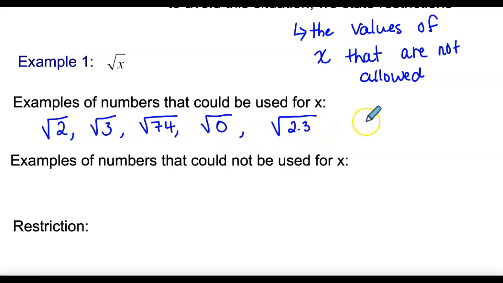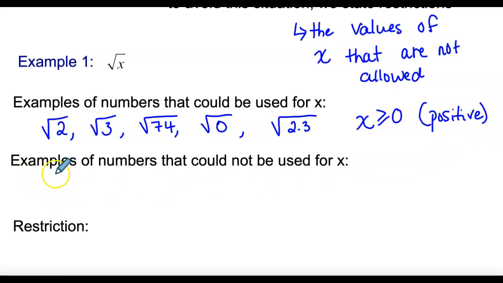So in other words, we must have values for x that are positive, that are greater than or equal to 0, right? The key word, they are positive values.